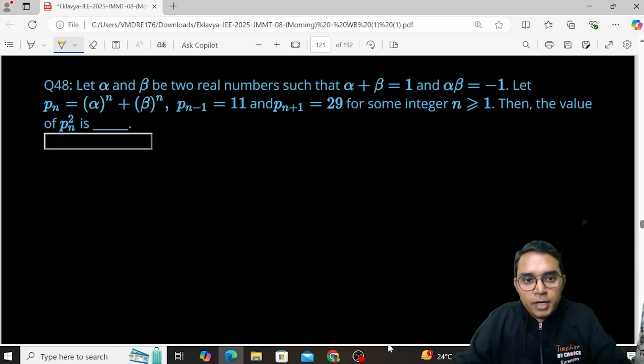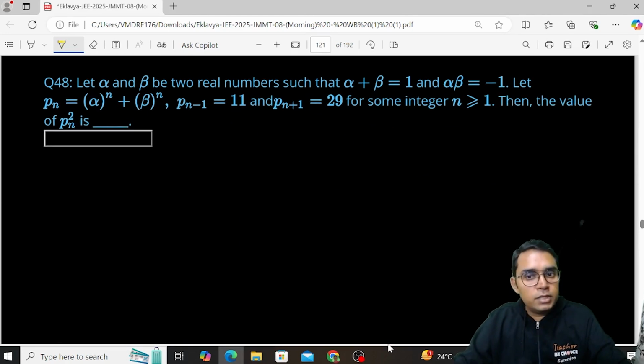We are given alpha and beta, two real numbers such that alpha plus beta is equal to 1, alpha beta is equal to minus 1, and Pn is equal to this thing. Pn minus 1 is 11 and Pn plus 1 is 29. Now to do this question, first I will create a quadratic whose roots are alpha and beta. So from sum of roots and product of roots, we can say the quadratic would be x square minus x minus 1 equal to 0.